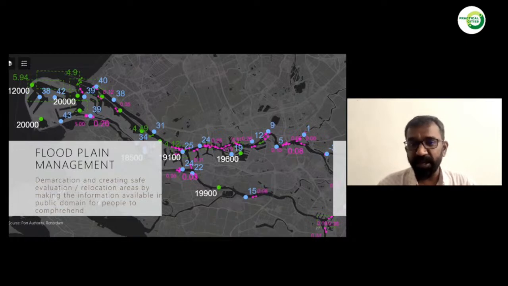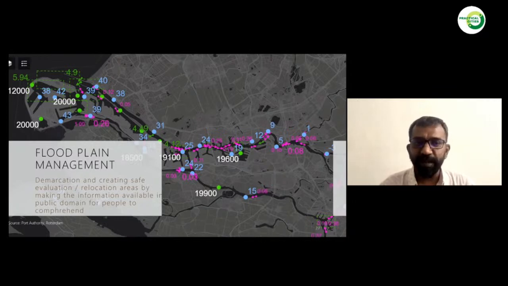Urban floodplain management. This includes both nalas and also rivers and the riverlets. This is a nice map. This is from the Rotterdam Port Authority. This is real-time dynamic information which is currently available online. Anybody can go there and check what the tide level is, which way the water is currently flowing, how much water is going to get collected, and whether my house or my property or my business is going to be inundated in case of an extreme event. This kind of information should be made available to the public. This helps people to internalize the problem and try to manage the problem in the most effective manner.